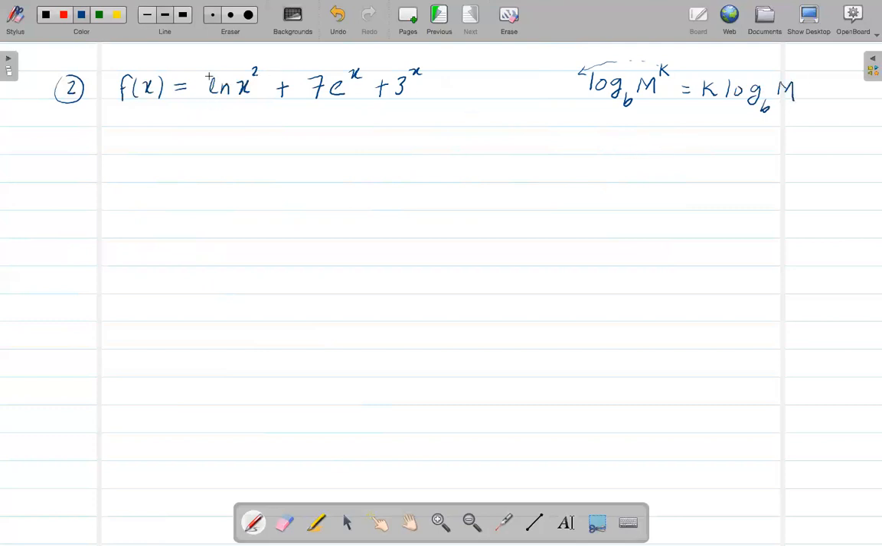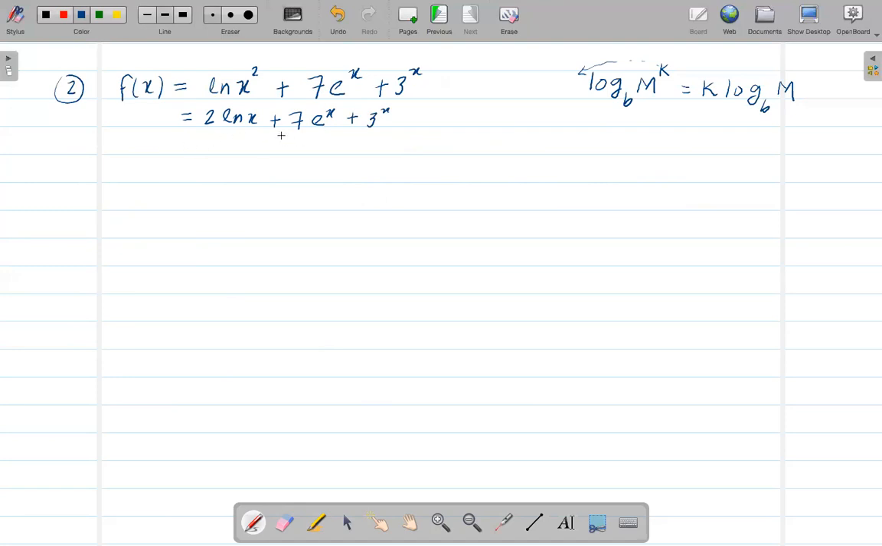And also, this natural log is also a kind of log, right? So we can still use the same property here. So here we can bring this 2 down here. Okay, so this will be 2 times natural log of x plus 7 times e to the power x and plus 3 to the power x.